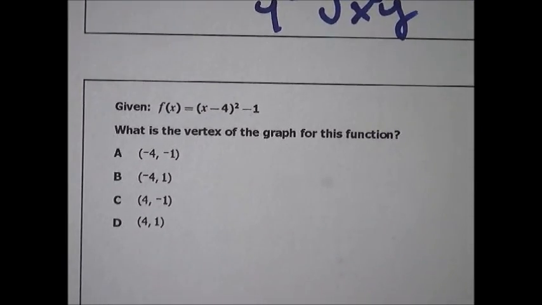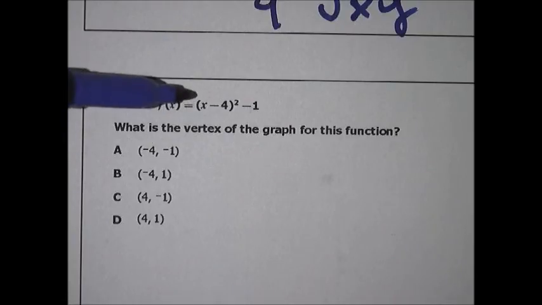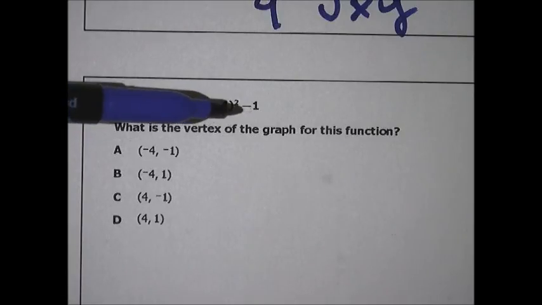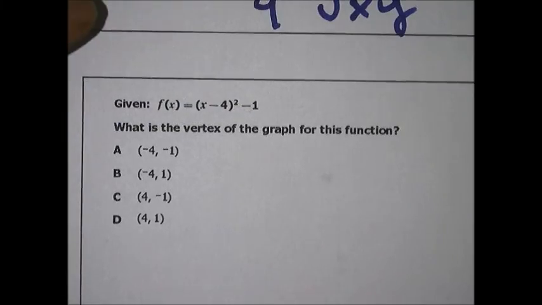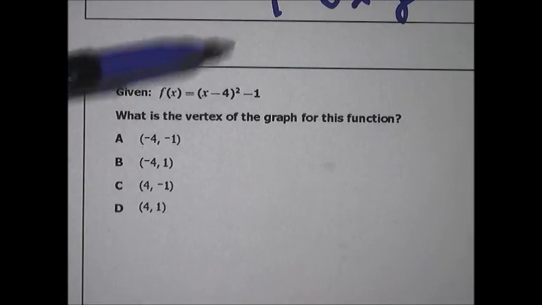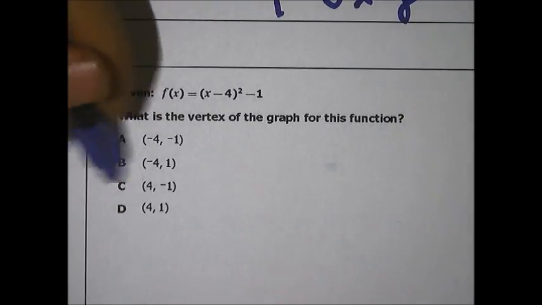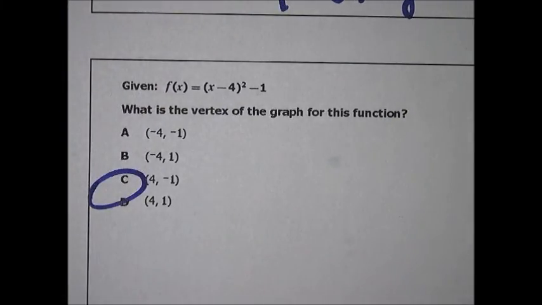The next one says, what is the vertex for this function? This is a U, it's a parabola. It's a parabola that is shifted 4 units to the right and 1 unit down. So if you want to sketch that, you can, but it is 4 to the right, 1 down, which should tell you that your vertex is at choice C.